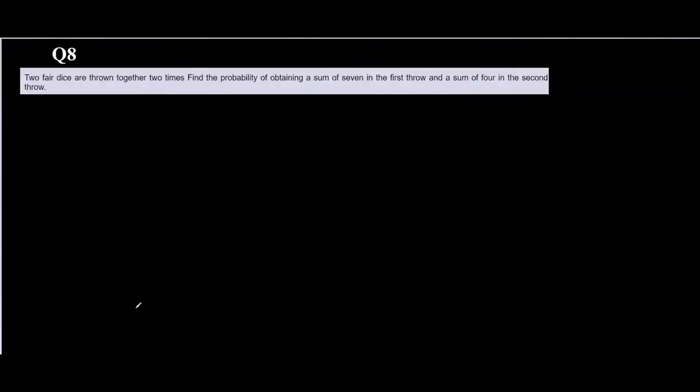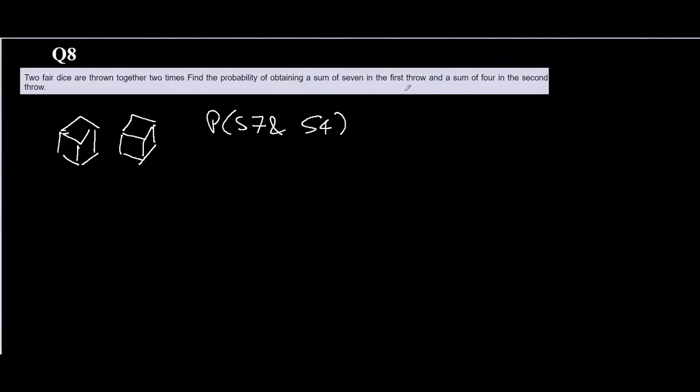Question number 8 talks about two fair dice thrown together 2 times. So there is one set of dice, right? They are thrown twice. Yes? So find the probability of obtaining a sum of 7 in the first throw and a sum of 4 in the second throw. The key word here is and.